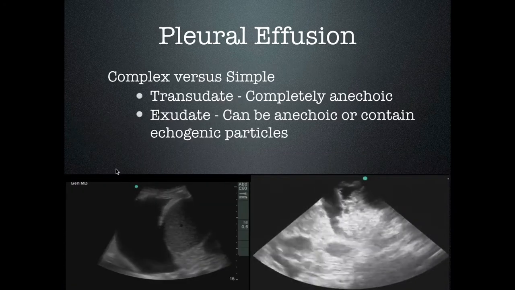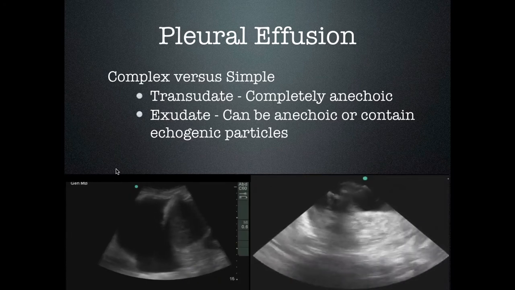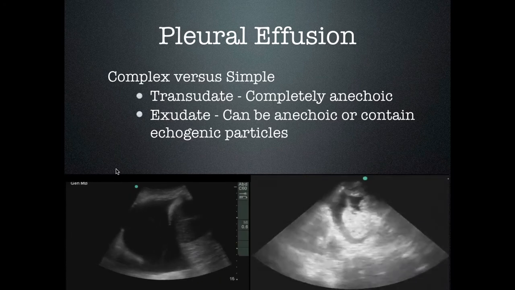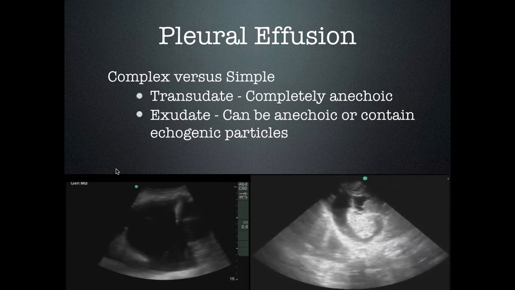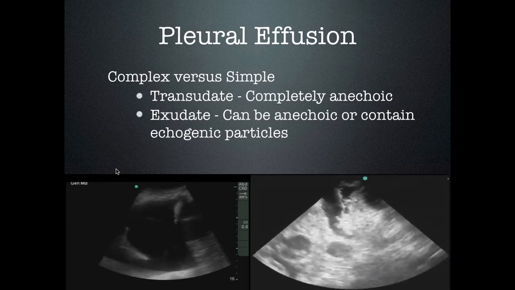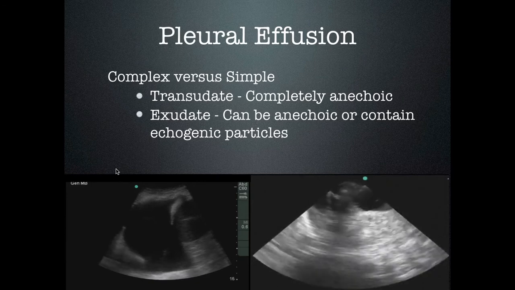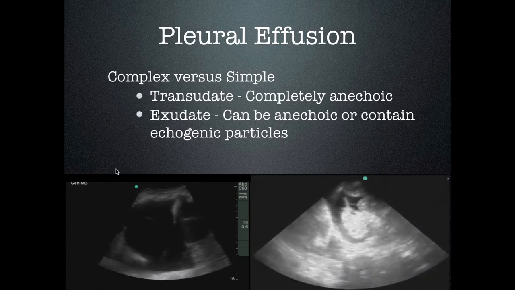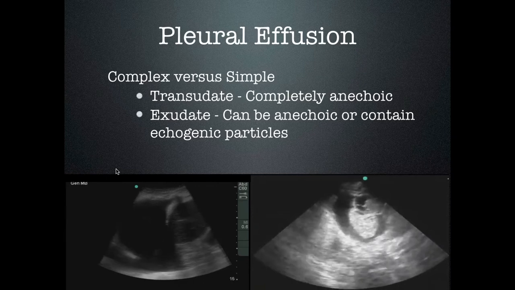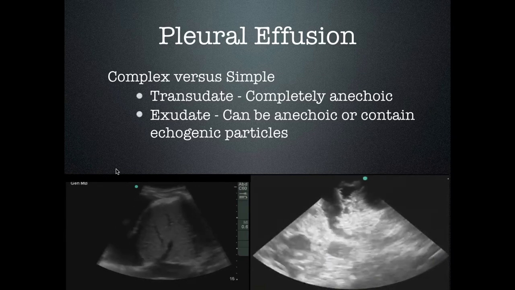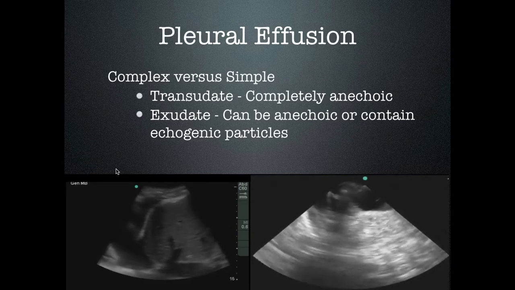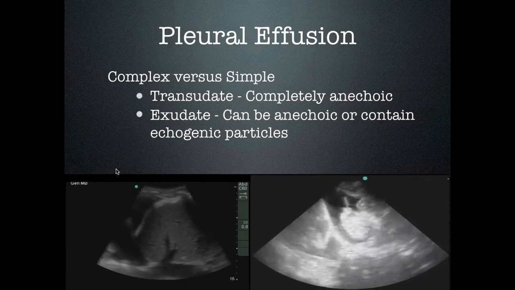A pleural effusion could be complex or it can be simple. By that I mean that it can be a transudate or an exudate. Typically when we're talking about fluid diagnosed with ultrasound, we talk about it as being simple or complex. Simple being completely black fluid, and complex fluid being fluid that has echogenic particles or echogenic structures in the fluid.